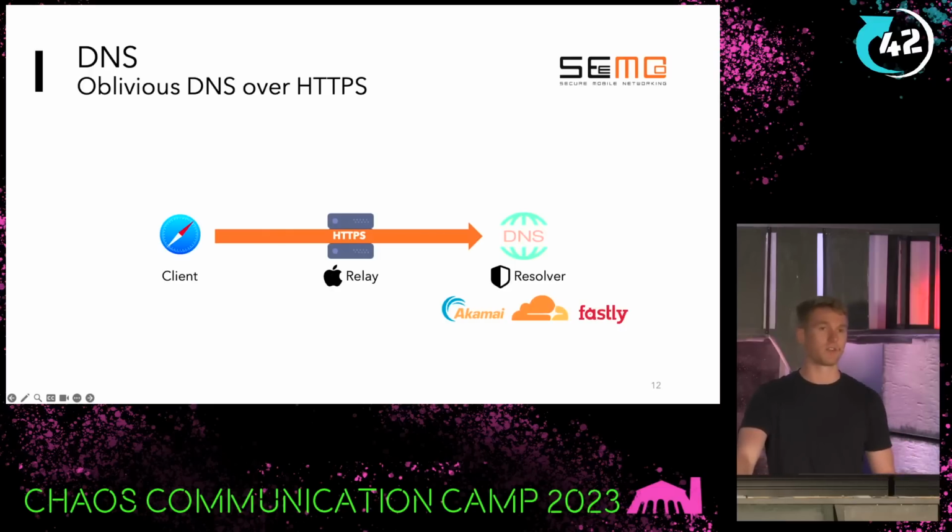And also the resolver knows the content, but not who's making the request, because it only sees the IP of the relay between them. In the case of Private Relay, the relay between them is operated by Apple, and the resolver is operated by one of their partners, which is Akamai, Cloudflare, or Fastly. And under the assumption that the two parties are not colluding, we successfully separated the IP from the DNS query's content.